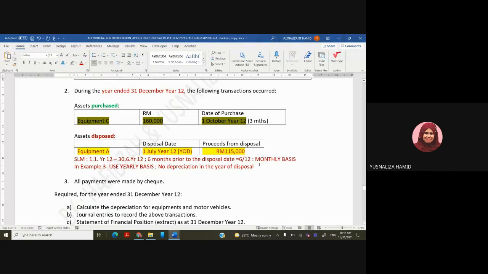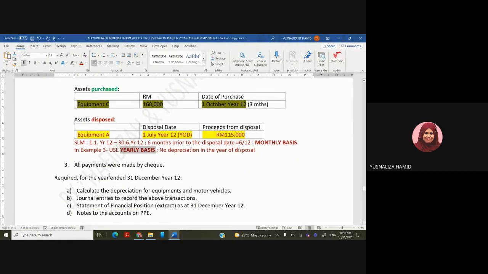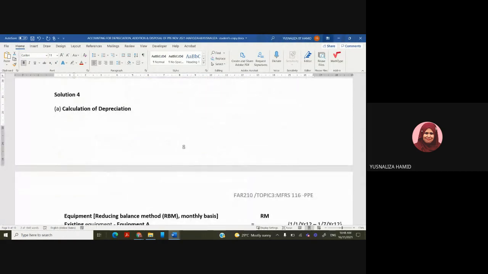If you have the time, we can go through that in a short while. But now we are focusing on this. We will have to provide depreciation for the asset being disposed in the year of disposal, and that is only true if you are using monthly basis. If you are using yearly basis, nothing will be provided for equipment A in terms of depreciation. But here we will provide. All payments were made by check, right? So that is what happened.